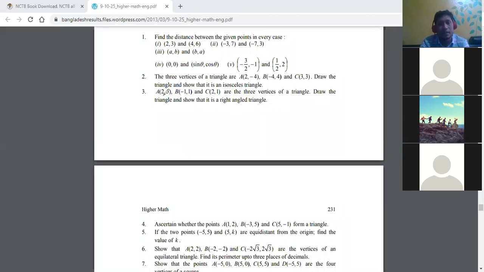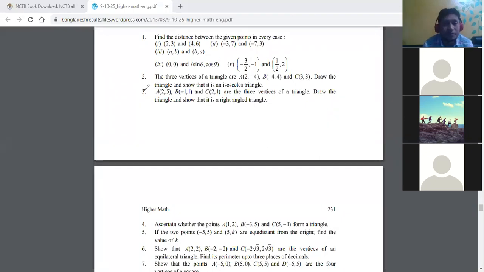Number 3. A(2, 5), B(−1, 1), C(2, 1) are 3 vertices of a triangle. Draw the triangle, show that it is a right angle triangle. Okay, who can tell me what can be the process of doing this? How can I prove the triangle is isosceles? Can anyone tell me the technique?